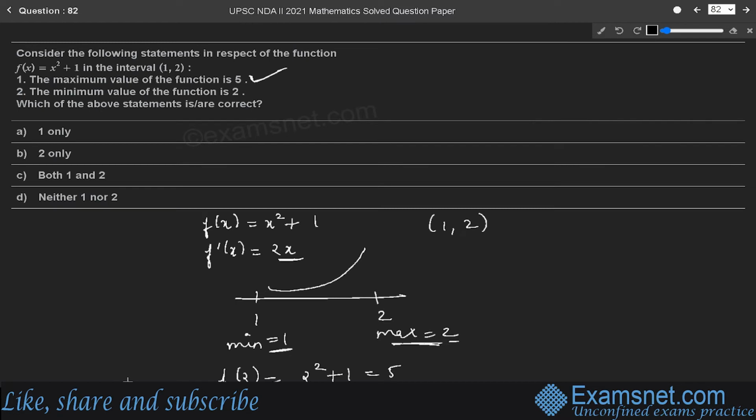Now let us again look at the statement. Statement 2 says that the minimum value of the function will be 2. Therefore statement 2 is also absolutely correct. Therefore we can say that both statement 1 and 2 are correct for this question.